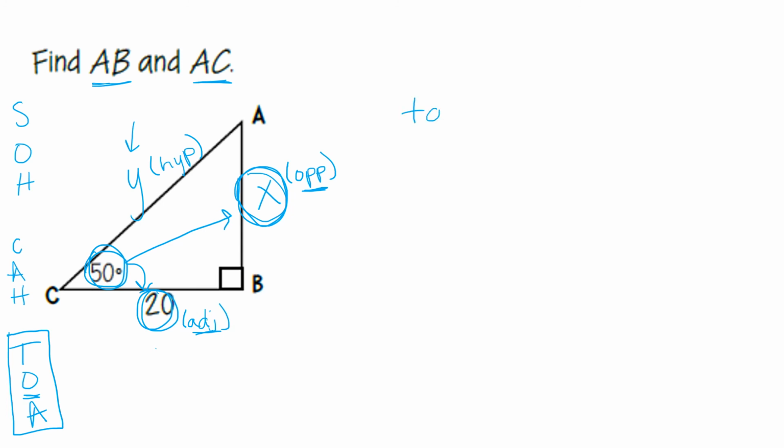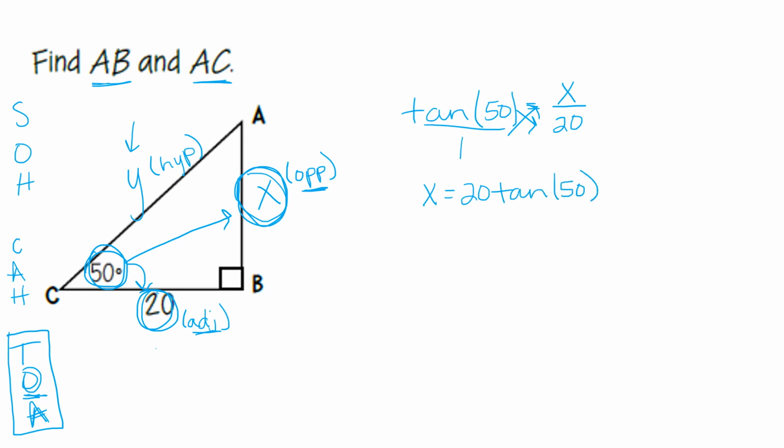So I'm going to do tan. Again, inside my bubble always goes my reference angle, and in this example it's 50, equals opposite over adjacent. So opposite here is X over adjacent, which is 20. Again, put tangent over 1, cross multiply to solve. Looks like I get X equals 20 tan 50.